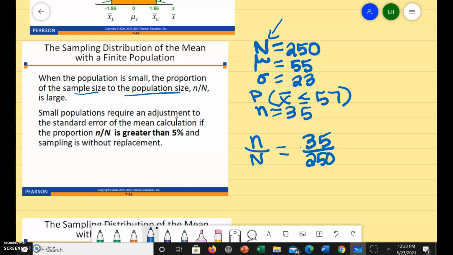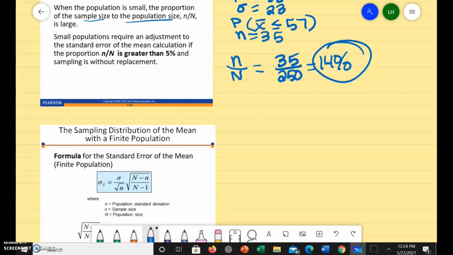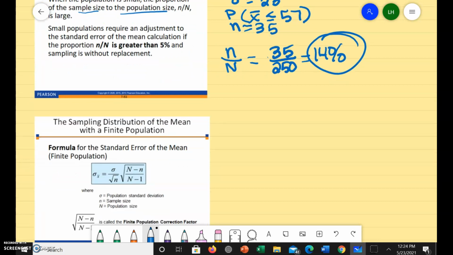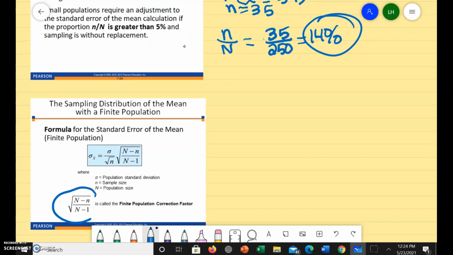So if this proportion is greater than 5%, and let's see what it is, do 35 divided by 250, and you're going to get 0.14, which is 14%. So if you get greater than 5%, which we do, we're going to have to use a formula that includes what we call a finite population correction factor.